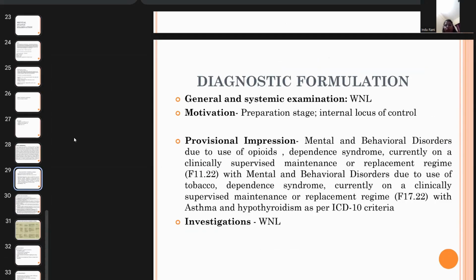Now the diagnostic formulation: general and systemic examination was within normal limit. The patient was in the preparation stage of motivation, and the locus of control was internal. The provisional impression was mental and behavioral disorders due to use of opioids, dependence syndrome, currently on a clinically supervised maintenance or replacement regime, with mental and behavioral disorders due to use of tobacco, dependence syndrome, currently on a clinically supervised maintenance or replacement regime, with asthma and hypothyroidism as per ICD-10 criteria.